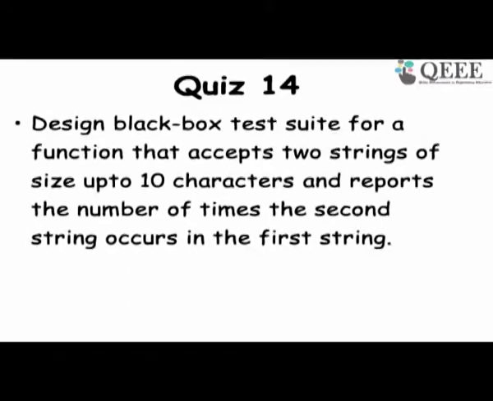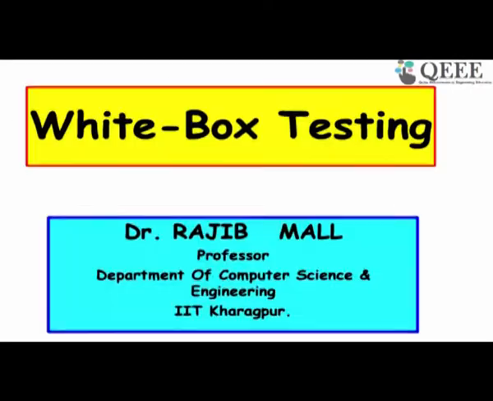So how do we design the black box test suite? The first thing is, of course, the equivalence partition. There are two parameters here, two strings. And then, as we discussed earlier, valid and invalid are two broad classes, and under that we have to consider various subclasses. So please try this out, and if we find it difficult, we'll solve it.